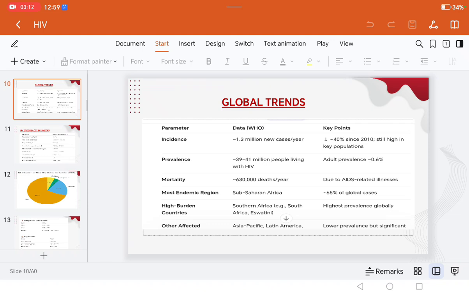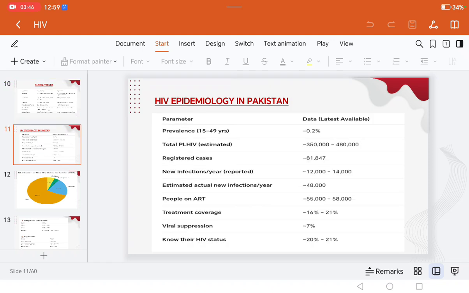If we look at the global trends, the incidence has decreased by 40% since 2010, but is still high in key populations. The mortality is mainly due to AIDS-related illness. The most endemic region is sub-Saharan Africa, which constitutes around 65% of global cases, with a high burden of disease in countries like South Africa. Although Asia Pacific and Latin America are less affected, there is still a significant burden of disease.